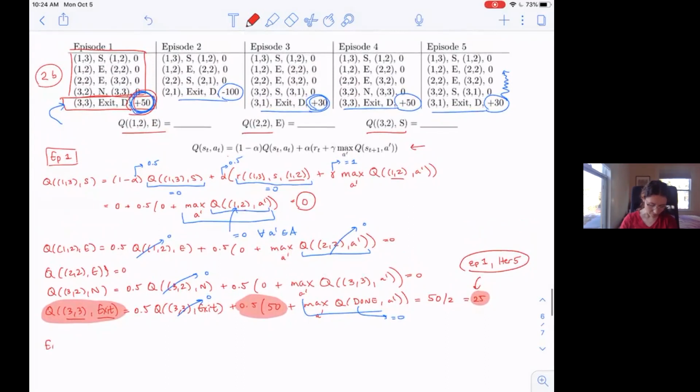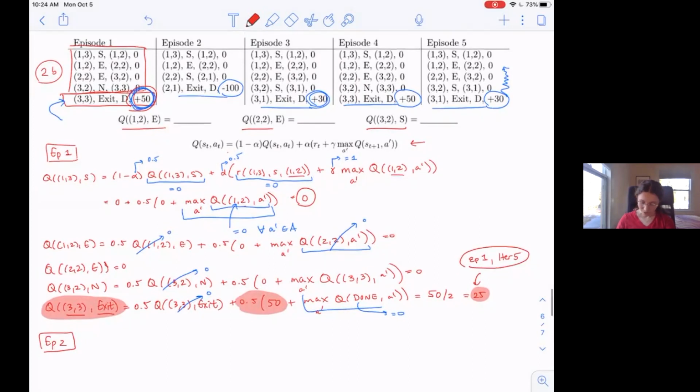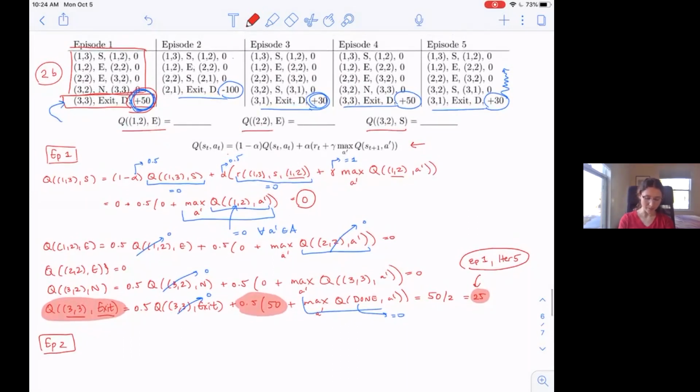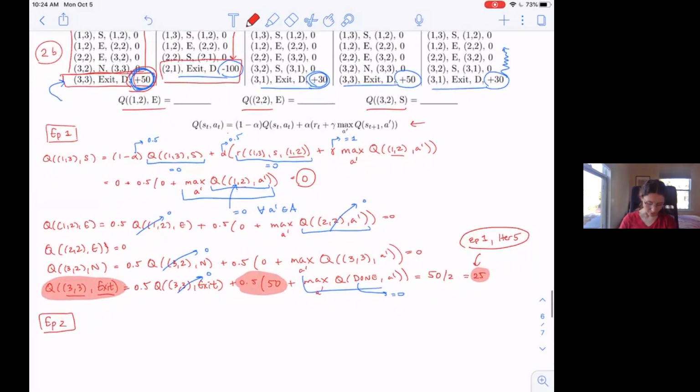So now we're going to go to episode 2. Essentially, what I can tell you right now is that nothing interesting is going to happen until, once again, we get to updating the Q value of state 2,1 when you take exit. As shorthand, I'm just going to write that Q of 1,3 south is going to equal 0, and feel free to work these out on your own.